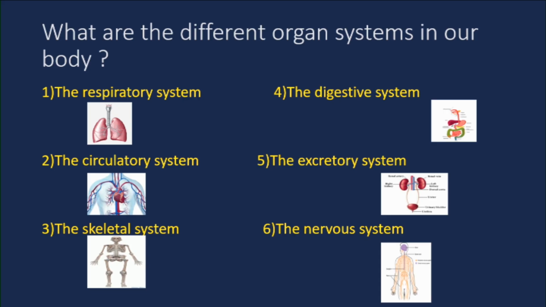A number of organs that connect together and work for a particular function is called an organ system. What are the various organ systems in our body? The respiratory system, the circulatory system, the skeletal system, the digestive system, the excretory system, the nervous system.